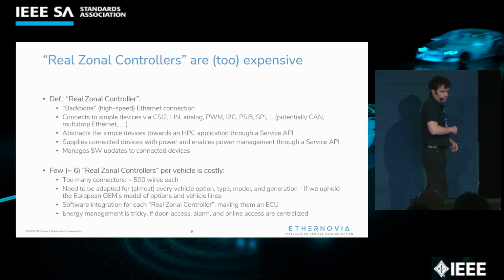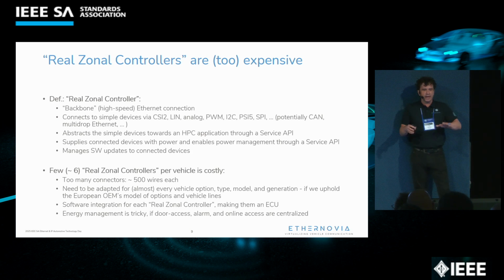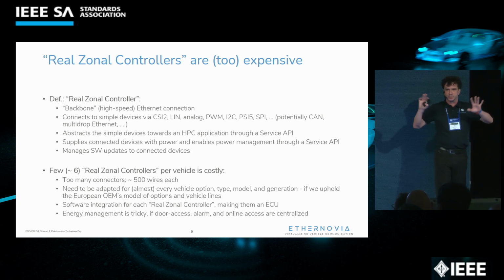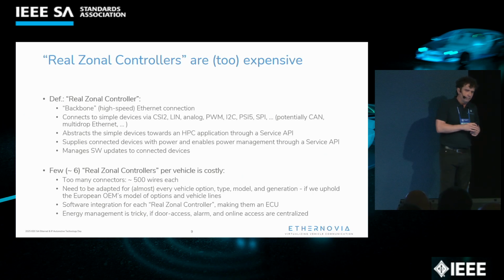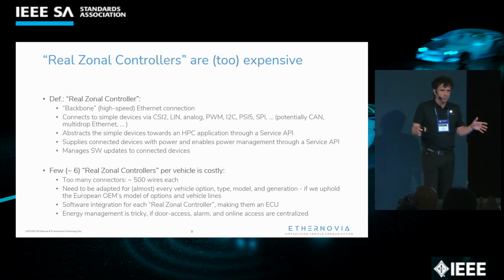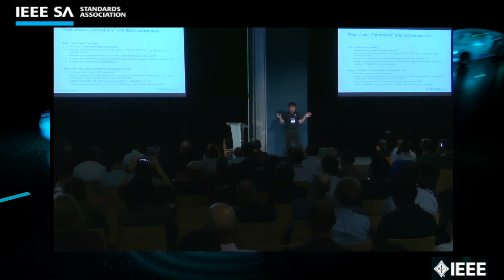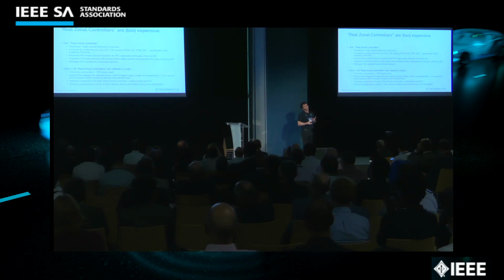I have this weird definition of what I call a quote-unquote real zonal controller. It has a single connection to the Ethernet backbone. I've recently seen a few architectures where you have a zonal controller and then it has like 5 or 6 connections. Not a zonal controller to me, I'm sorry. It connects to very simple devices. I think ideally it would connect to stuff that probably itself does not have software.